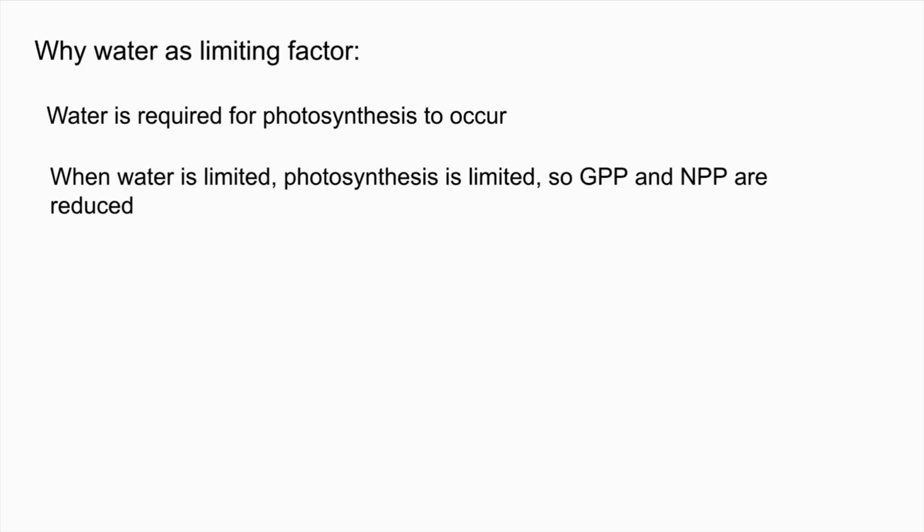Why is water a limiting factor? Well, it should be pretty obvious that water is part of the photosynthesis equation. So without water, you really can't have photosynthesis. And without photosynthesis, you can't have NPP. So clearly, water is the main limiting factor. When water is limited, so is GPP, so is NPP.